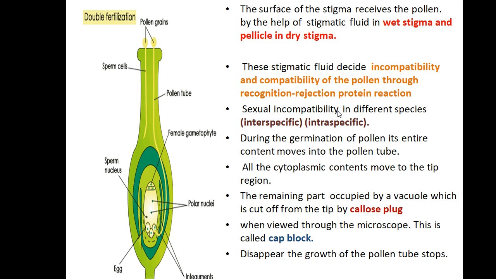Okay, the sexual incompatibility in different species. There are different species of plants, and this sexual incompatibility in different species is interspecific and intraspecific. What does interspecific mean? Suppose you are taking one lotus plant and one hibiscus plant. Definitely there will be an incompatibility reaction. The lotus comes under one particular family, and the hibiscus comes under the Malvaceae family. So these two are different families. So this is an interspecific incompatibility reaction.